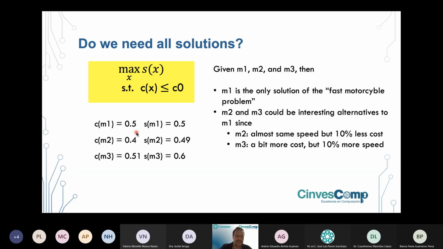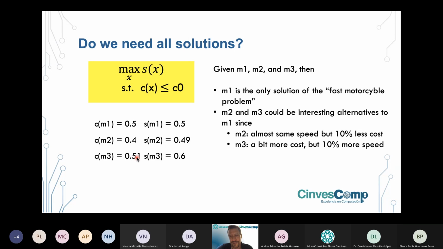So I'm not saying that this is better. I'm saying this is the best according to this problem, period. There is no discussion. But this could be an alternative because this is 1% less speed, which is essentially the same speed, but 10% less cost. Wow, right? So that's nice. This one was not feasible because the cost is 0.51.